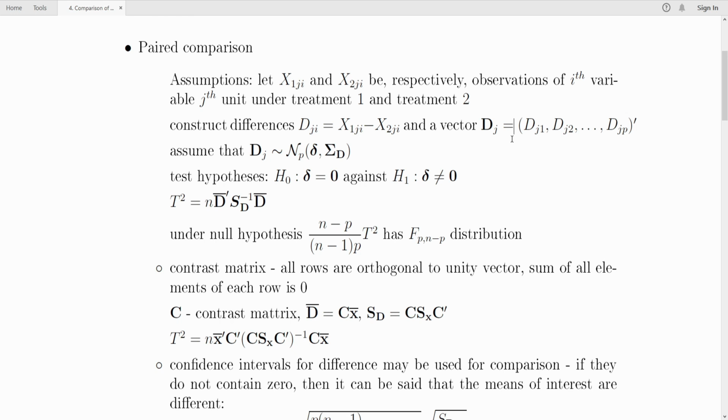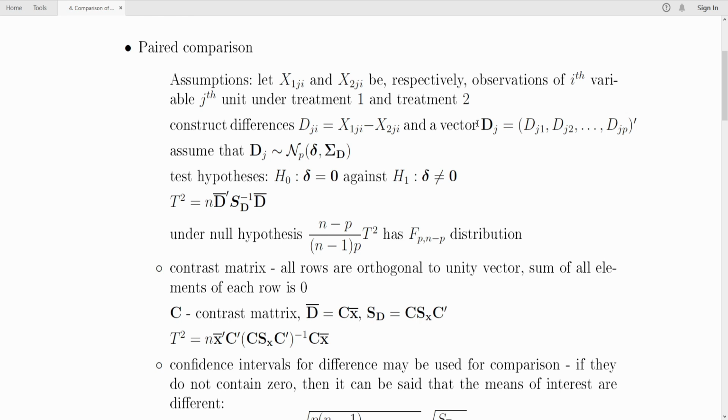Now we have n vectors. So for each yacht we have a different vector, and the yachts are the trials. So for each trial we have a different vector. In the univariate case, we assume that the differences, the univariate differences, follow a normal distribution with mean delta and some variance.